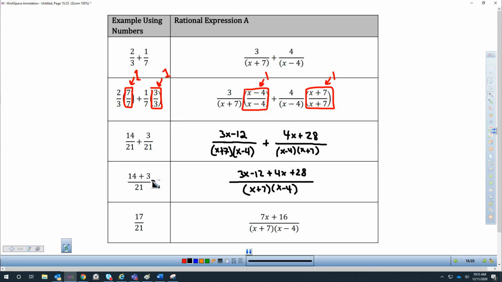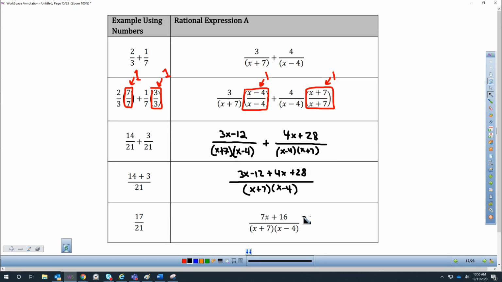So now the next step with the rational numbers was to combine them together and get 17. And over here, I'm going to combine like terms. So 3x and 4x gives me 7x, and negative 12 plus 28 gives me 16. So I did get the same answer.